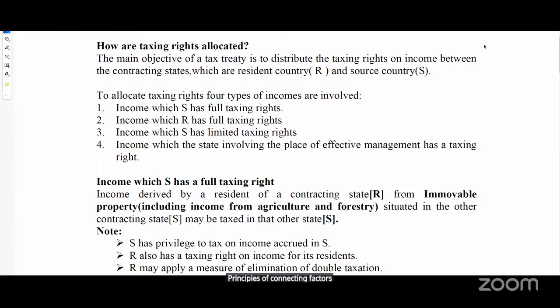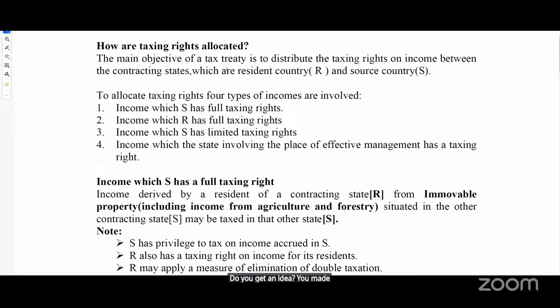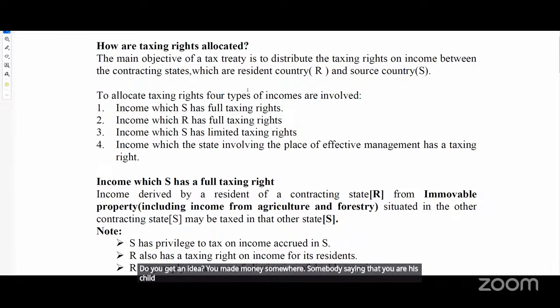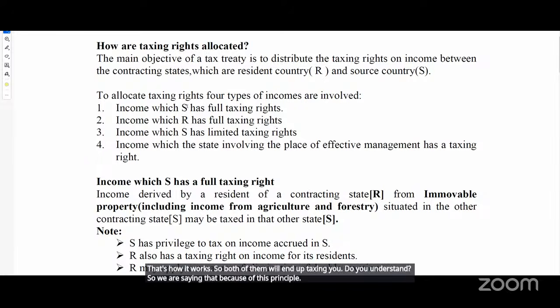Before double taxation will happen, there must be an overlap between the residence principle and the source principle. Meaning you made money somewhere, but someone else is saying that you are his child, so you also need to feed her. That's how it works. So both of them will end up taxing you. Do you understand? Because of this principle, countries enter into DTAs to try and see which country will tax the income fully when there's a DTA.